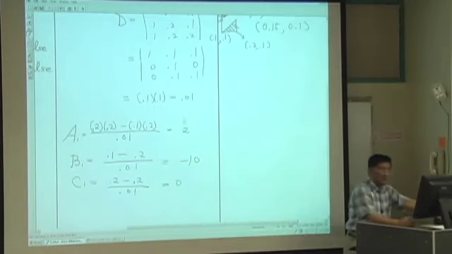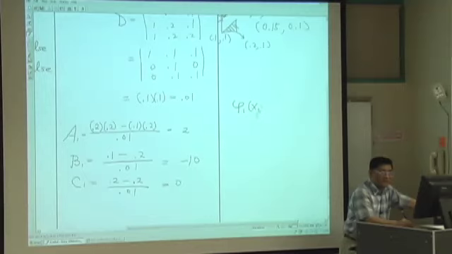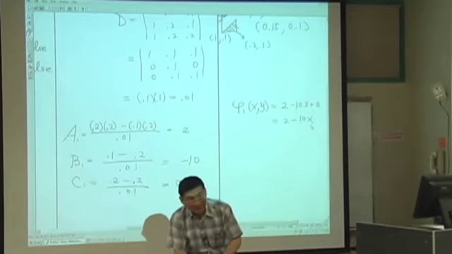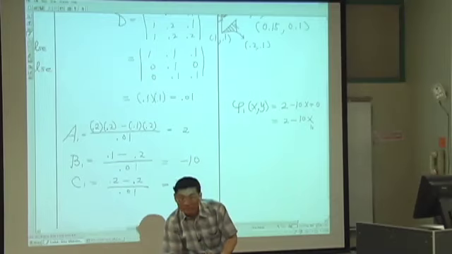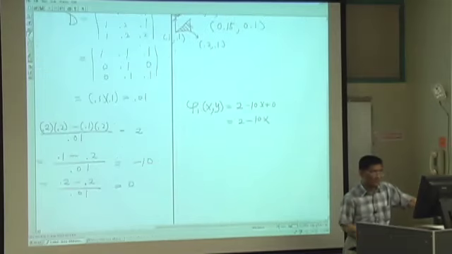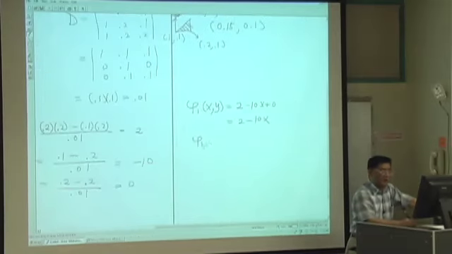So by this calculation, the phi1 function, phi1 of xy, equals 2 minus 10x plus 0y, right? So 2 minus 10x is the function. Then let's calculate phi1 of 0.15, 0.1. What is this? What is this number?